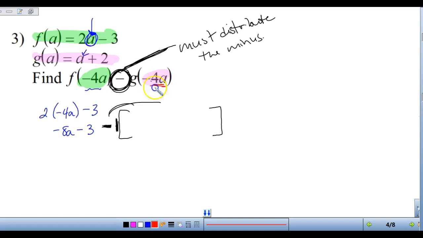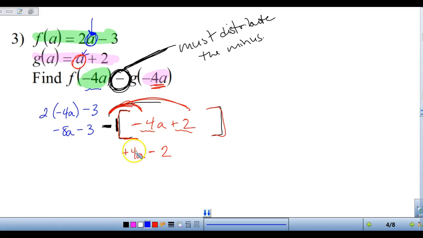So now I'm going to plug negative 4a into the g function for a. So I would have negative 4a plus 2. Okay, that's pretty straightforward. But I have to distribute this negative 1 here, okay? Since it's subtraction, it means minus this whole thing. And when you minus a negative term, you get a positive. But when you minus a positive term, you get a negative. So that negative had to get distributed to both terms, and it changed each of the signs. So this one became positive, and this one became negative. That's it. There's nothing else. That's just all you have to watch out for.